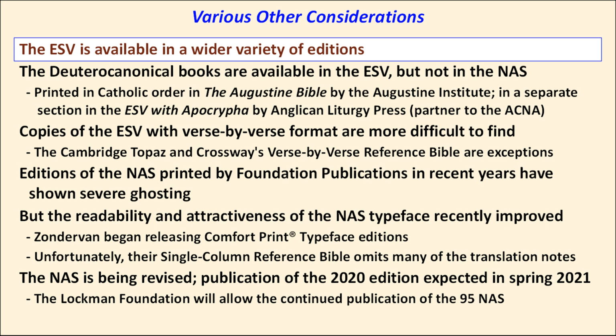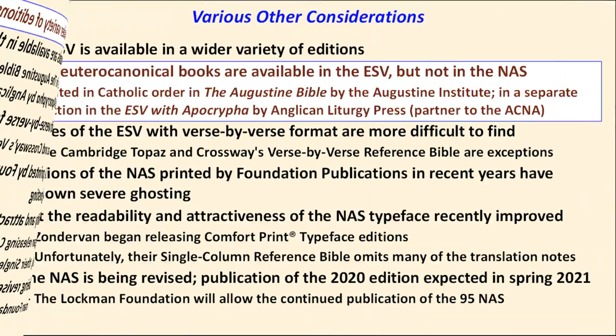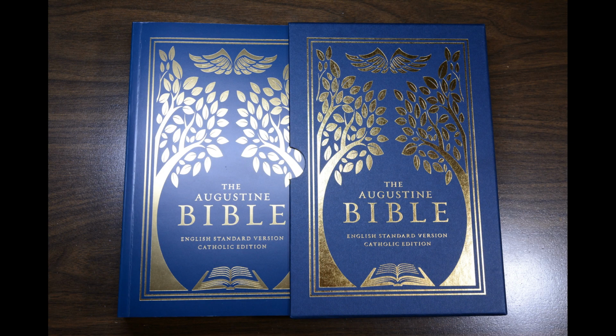The ESV gives you more variety to choose from. If you consider the deuterocanonical books part of the Scriptures, or if, like me, you come from a tradition that encourages reading them even if they aren't Scripture, be aware that the deuterocanonical books are available in the ESV. In fact, the Augustine Bible was published at the end of 2019, I think, and it features a Catholic edition of the ESV. The Anglican Church in North America also makes available an edition of the ESV that includes the deuterocanonical books.